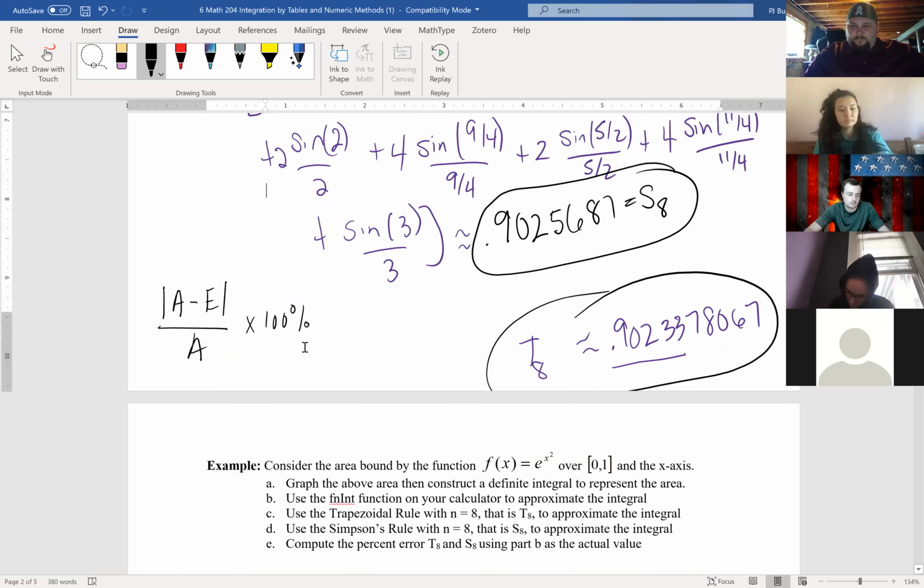So not a grueling calculation by any means. And it gives you an idea of how far off you are from the actual answer. Now, of course, these percentages for this problem are going to be quite low. Other problems, it might not be the greatest calculation.